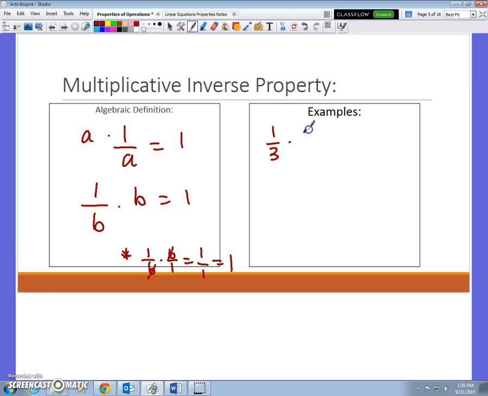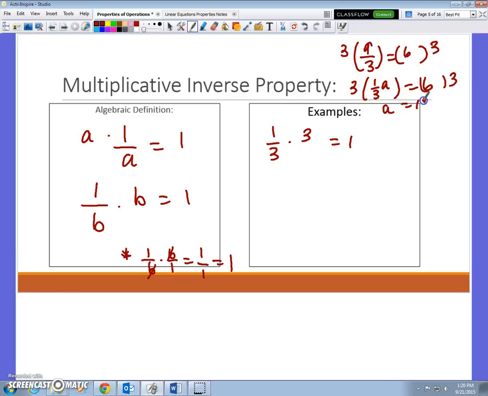So 1/3 times 3, that equals 1. And we've had some problems already that we've had to solve. A over 3 equals 6. Well, the reason we can multiply by 3 is because this is really saying 3 times 1/3 a equals 6. And so a would equal 18. Because this guy cancels that guy out. It's literally the multiplicative inverse property. So 1/3 times 3 equals 1, or you could say 5/2 times 2/5 also equals 1. There you go. When you multiply reciprocals or inverses, it equals 1.